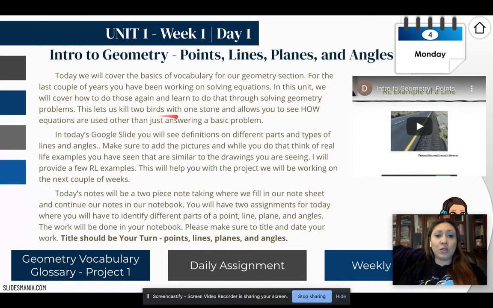This lets us kill two birds with one stone and allows you to see how equations are used other than just answering the basic question. In today's Google Slides, you will see definitions on different parts and types of lines and angles. Make sure to add the pictures, and while you do that, think of real life examples you have seen that are similar to the drawings you are seeing. I will provide a few real life examples. This will help you with the project you will be working on the next couple of weeks.